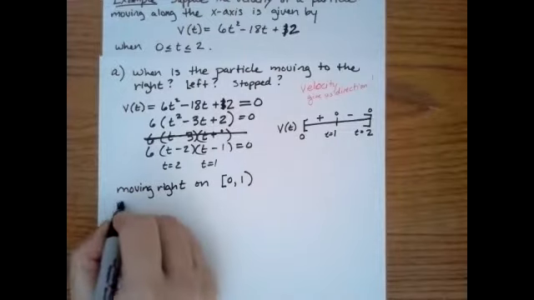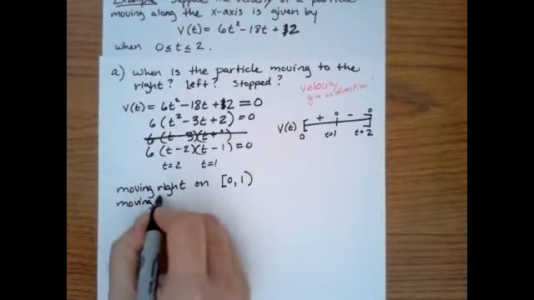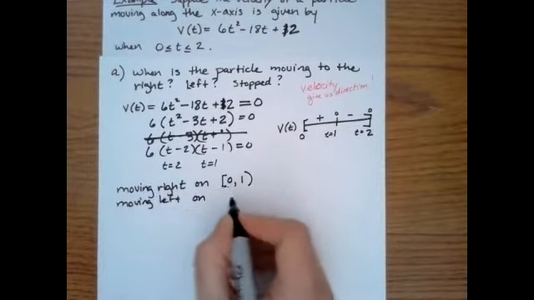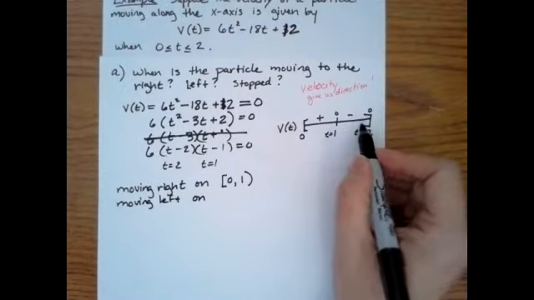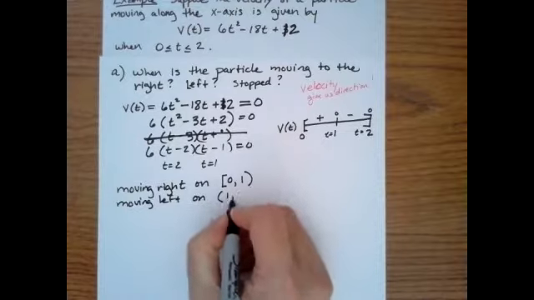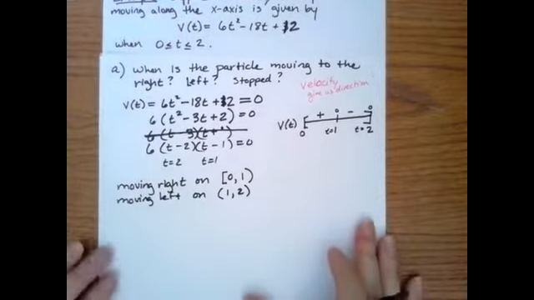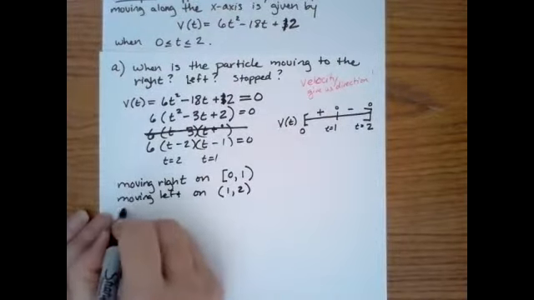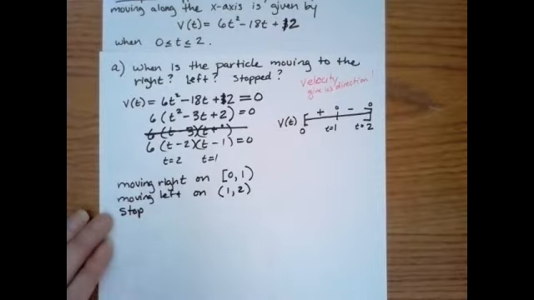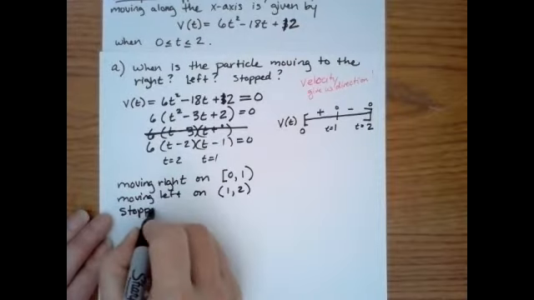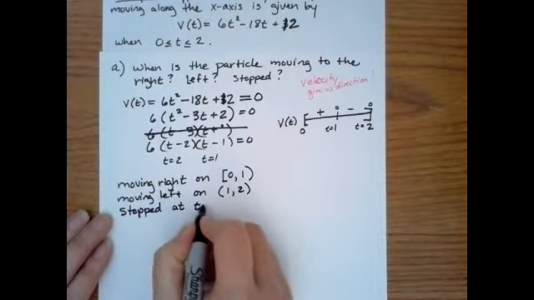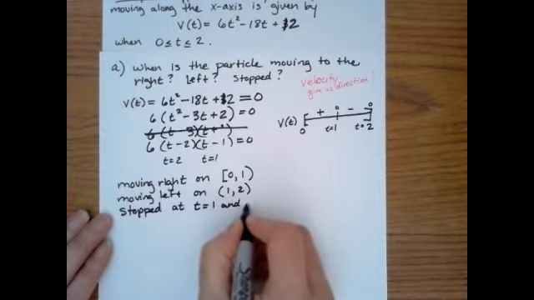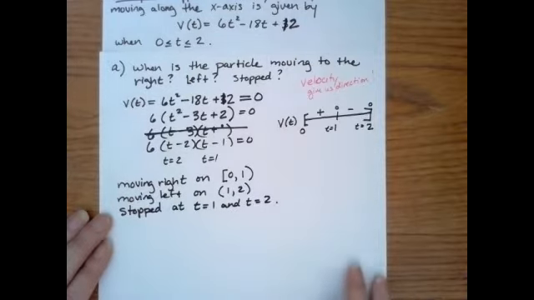So let's go to left. Moving left would be just the opposite. We're going to move left when the velocity is negative. That happens strictly between 1 and 2, not at the endpoints. And finally, when the velocity is 0, that tells us when our particle has stopped. So we have stopped at 2 times, at time equals 1 and at time equals 2.